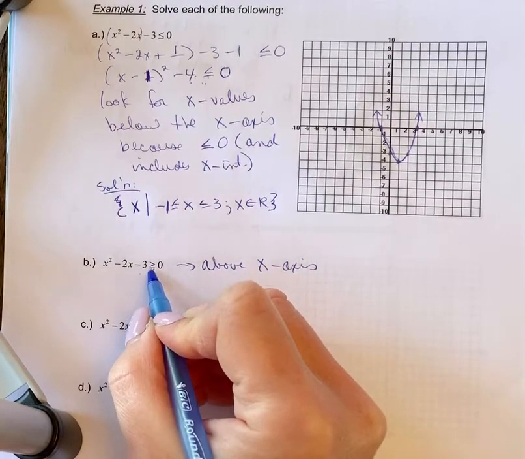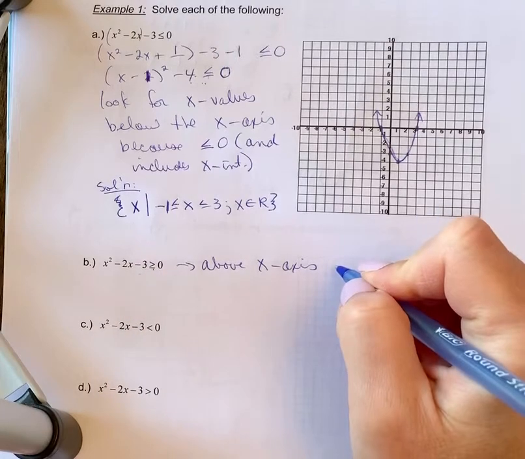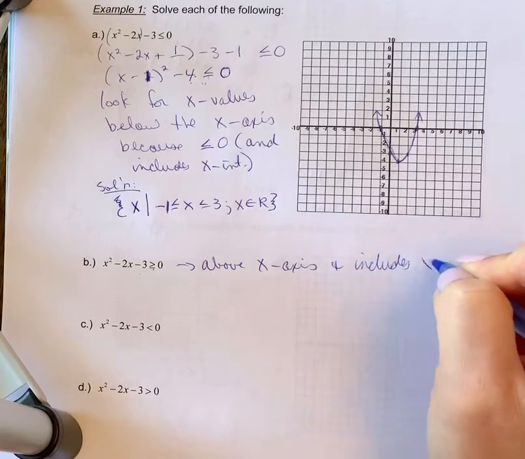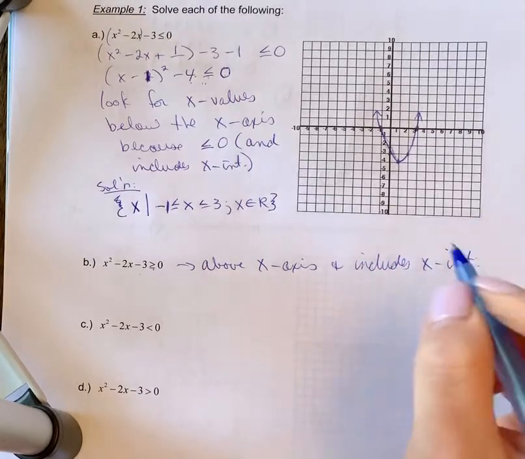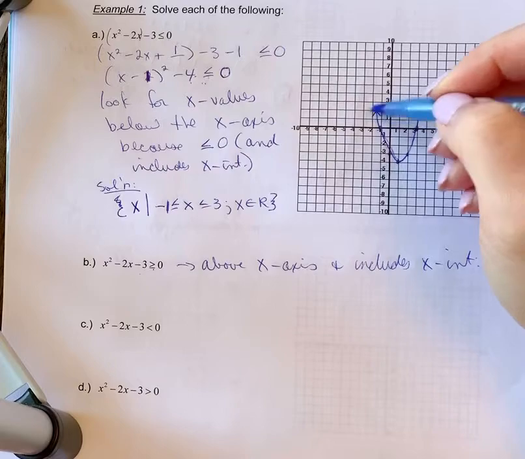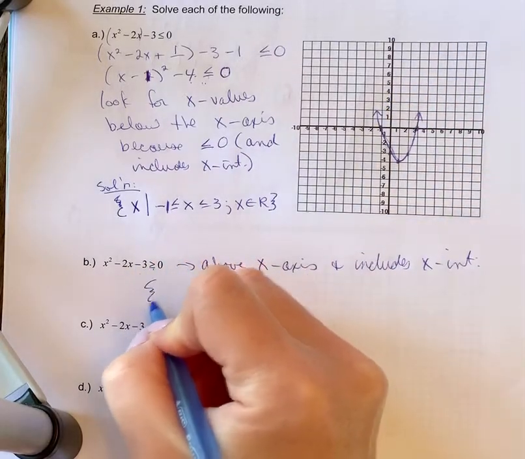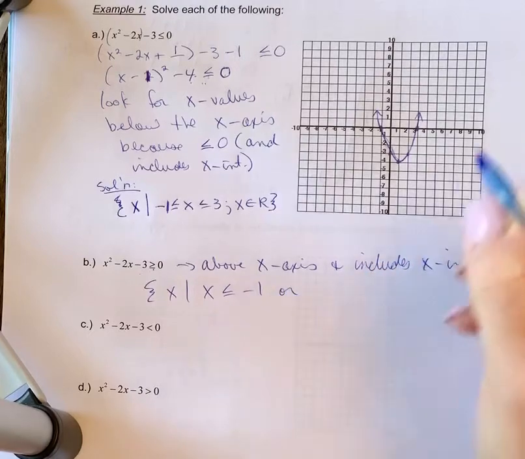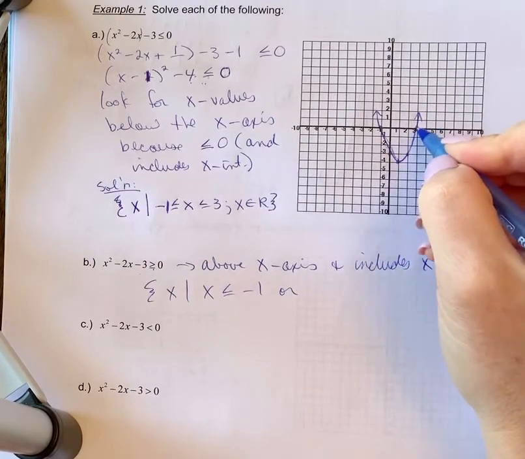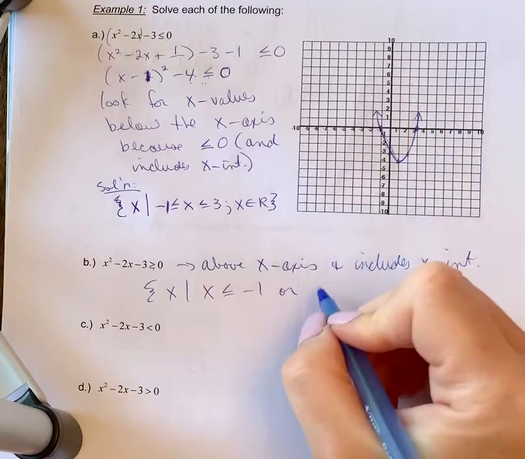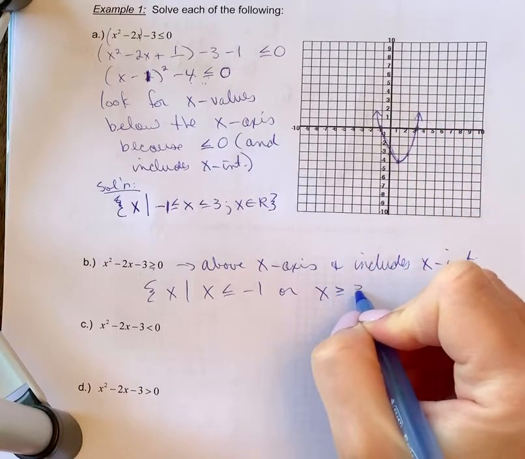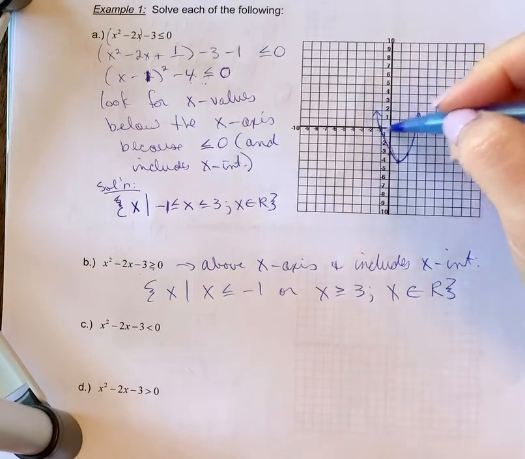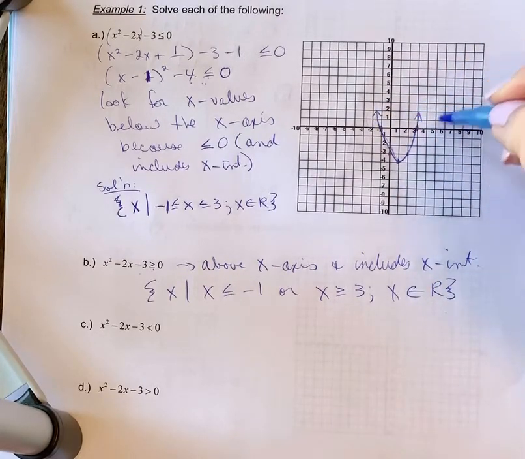Because it has these inequality signs, that means it includes the x-intercepts. So we'll say and includes x-intercepts. So this would be everything to the left of -1. So my solution would be x is less than or equal to -1, or everything to the right of 3, because this arrow continues up. And again, it is all real numbers. So it's the left side and the right side.